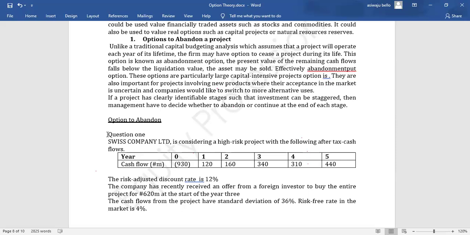The project is for 5 years. Now, a foreign investor is offering to buy the entire project for 620 million at the start of year 3. That means the company has a choice to sell this project at the beginning of year 3 without taking the project to year 5. That means there's an option. It is not a must for the company to take the project to 5 years.